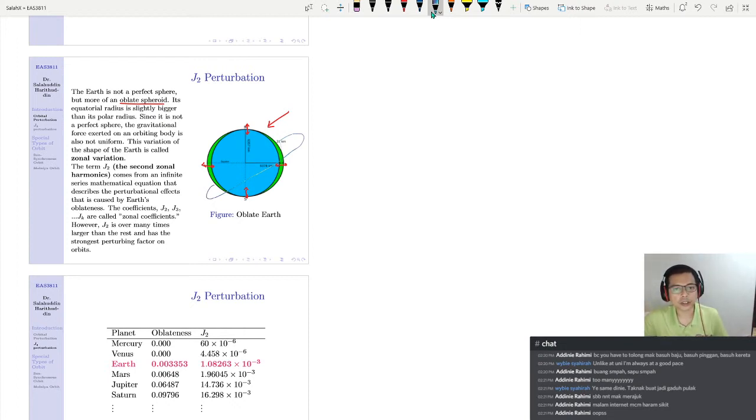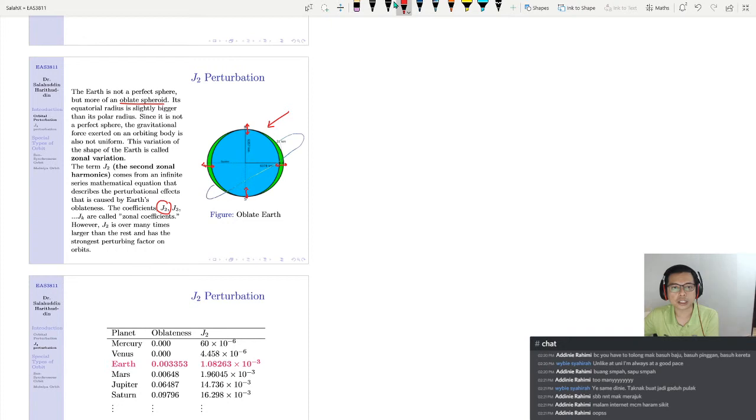Why is it called J2? You can look at the shape of every planet, and of course every planet has a different shape. How do we quantify this shape? We use what we call zonal variation, which is an infinite series, an equation with coefficients J2 plus J3, and so on and so forth. The most significant one is just J2, because it's much larger than the other terms J3, J4, J5 and so on. So we only look at J2, which we call the second zonal harmonic. That's why it's called J2.